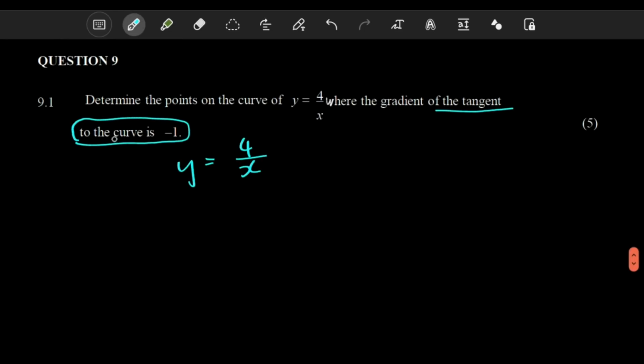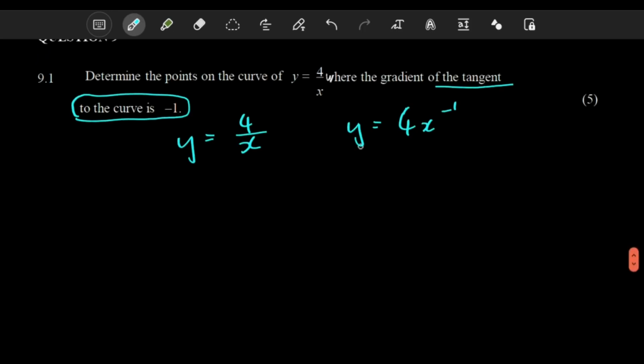So we're talking about the gradient being -1. So what you can do is get the gradient expression. Before you can get the gradient, you have to simplify. Simplifying this, you're going to have 4 with x to the power of -1. So dy over dx gives you the gradient equation. It's going to be -4x to the power of -2.